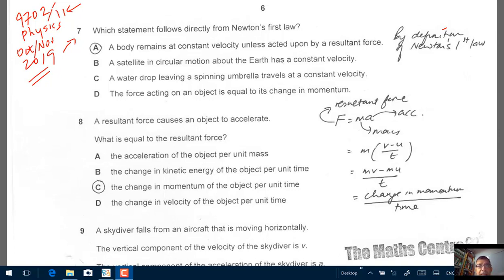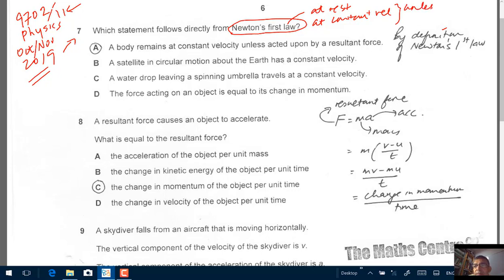Okay, let's look at question number 7. Which statement follows directly from Newton's first law? What does Newton's first law say? Before we look at the responses, Newton's first law says that an object at rest will continue to be at rest, or if it's at constant velocity, it will continue to move at constant velocity unless acted upon by an external force.